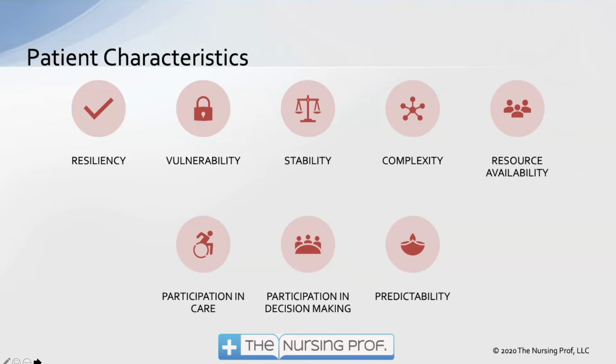Predictability. How predictable is that patient's course? And again, that's going to have multiple different characteristics or multiple different things that are affecting it. We can say that the course is fairly predictable for most patients who have this particular disease, but that doesn't necessarily mean our patient is going to have that level of predictability.